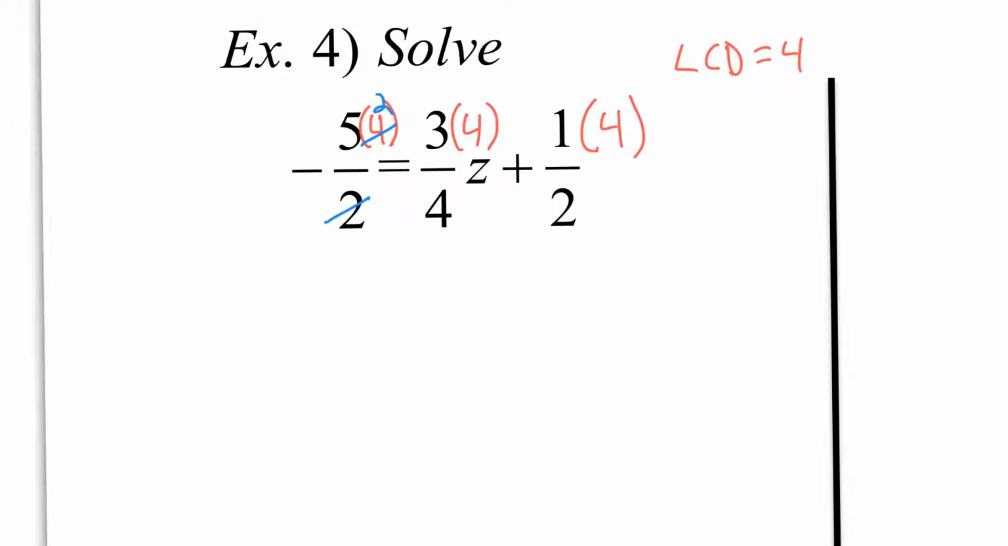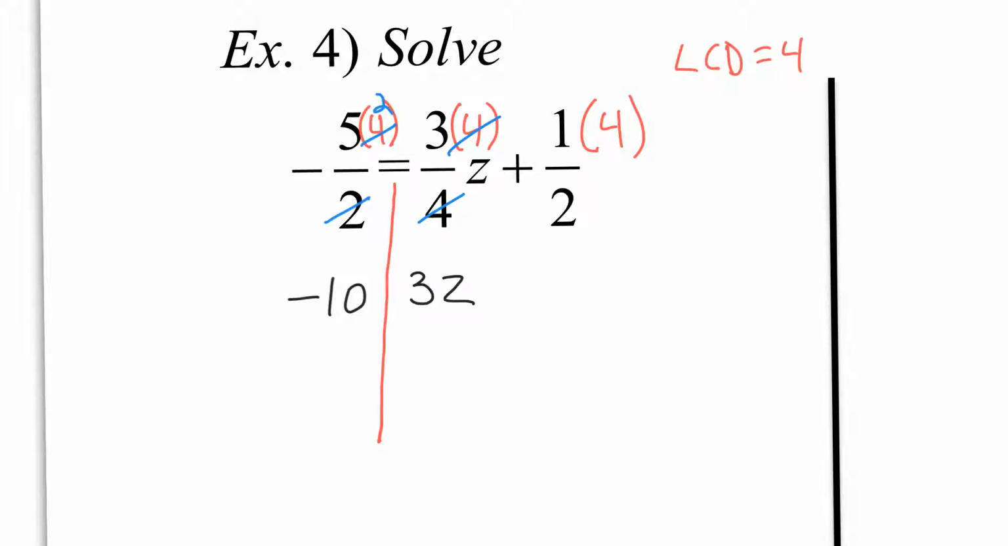2 goes into 4 2 times. So what that means, you're going to multiply negative 5 times 2. So that's going to be negative 10. And let me just draw the line here. On the bottom, this turns into 1. 2 divided by 2 is 1. I don't need that 1 on the bottom, so I just keep the negative 10. Over here, this fraction, 3 over 4 times 4, well, you guys are going to cross simplify the 4's here. And remember that that 4 turns into 1. So you just keep the 3. If you actually multiply 3 times the 1, it's just 3.